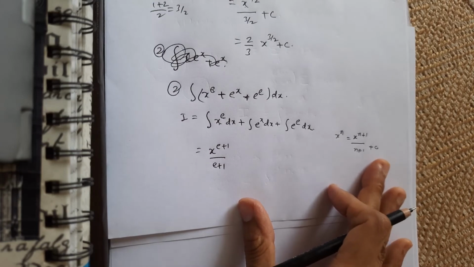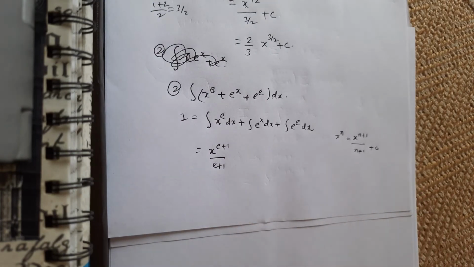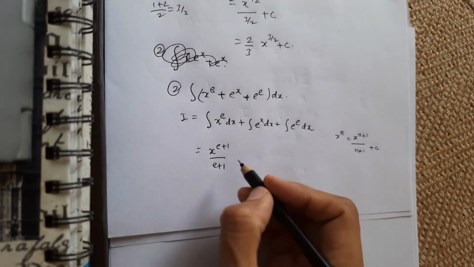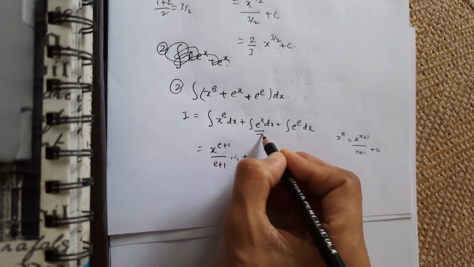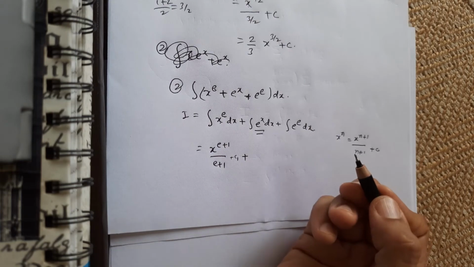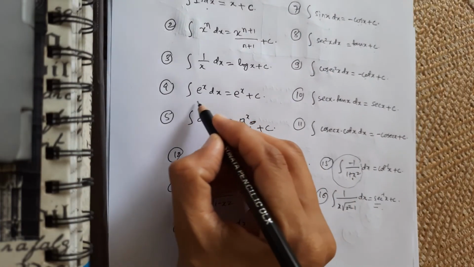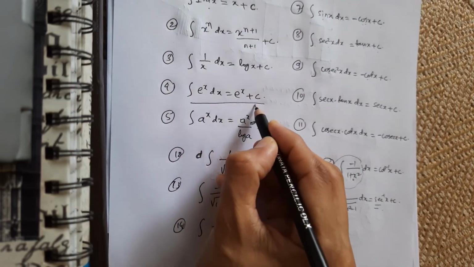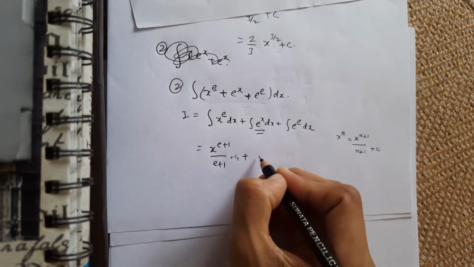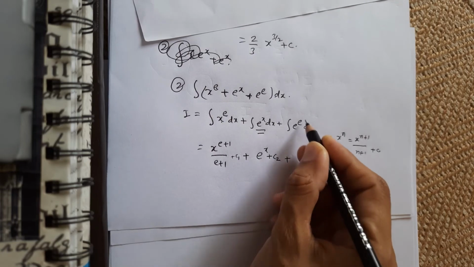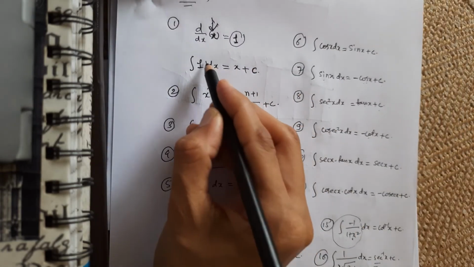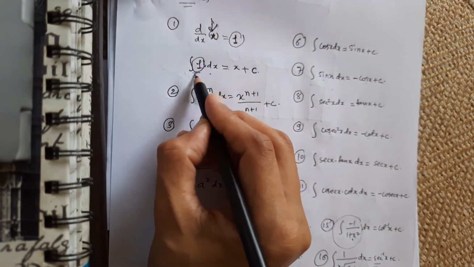This c is an arbitrary constant. I am just going to add it into the last thing, or you can add it as c1 plus the integration of e to the power x dx. We have just seen by this standard formula that it is e to the power x plus c. So I will write e to the power x plus c2, suppose, plus e to the power e, which is a constant. Constant means this one. So what is the value of the constant?